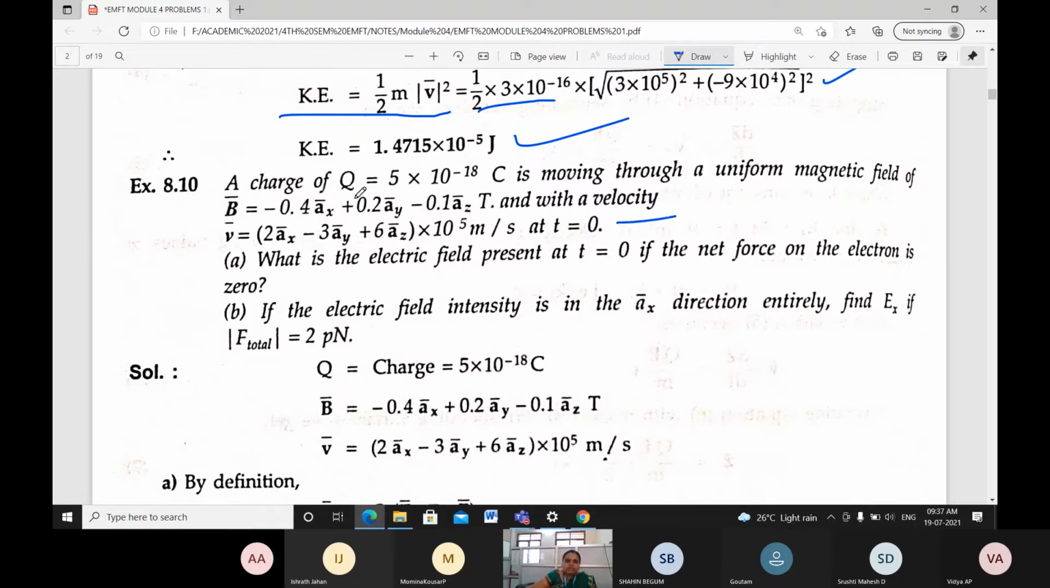Based on this given data, the first thing you have to find is the electric field present at T equals 0, if the net force on the electron is 0. Force is going to be 0.